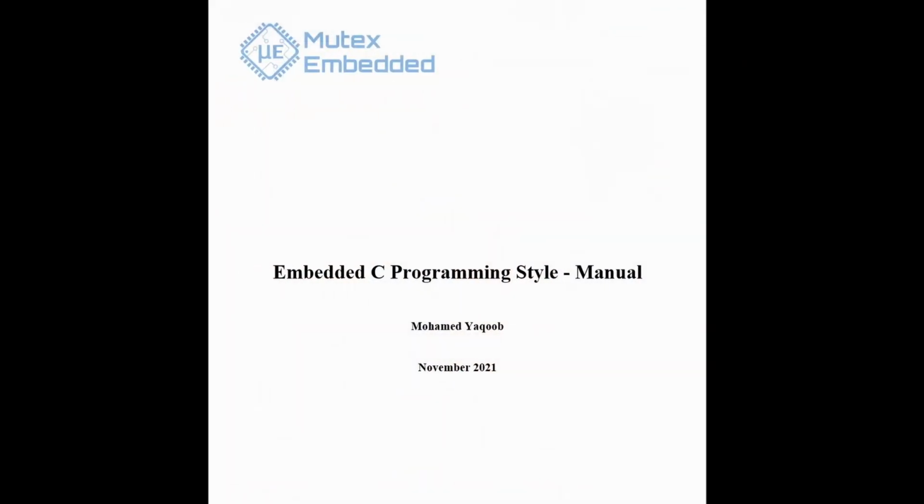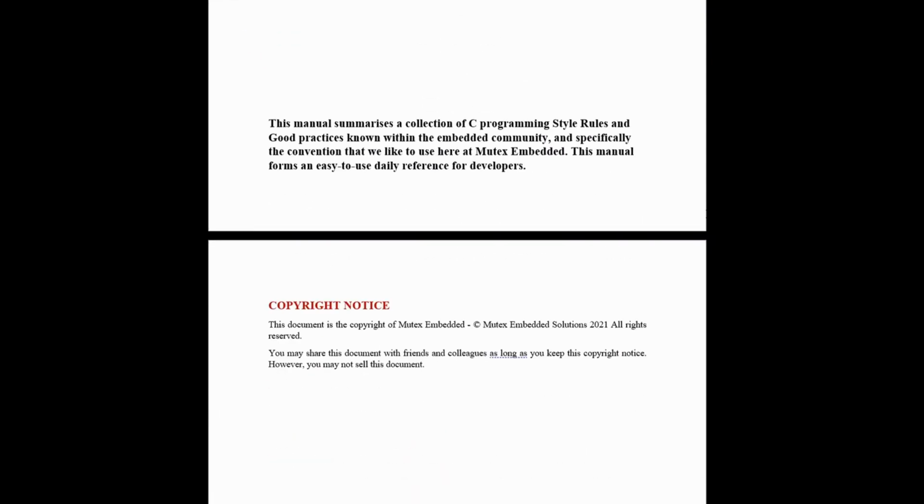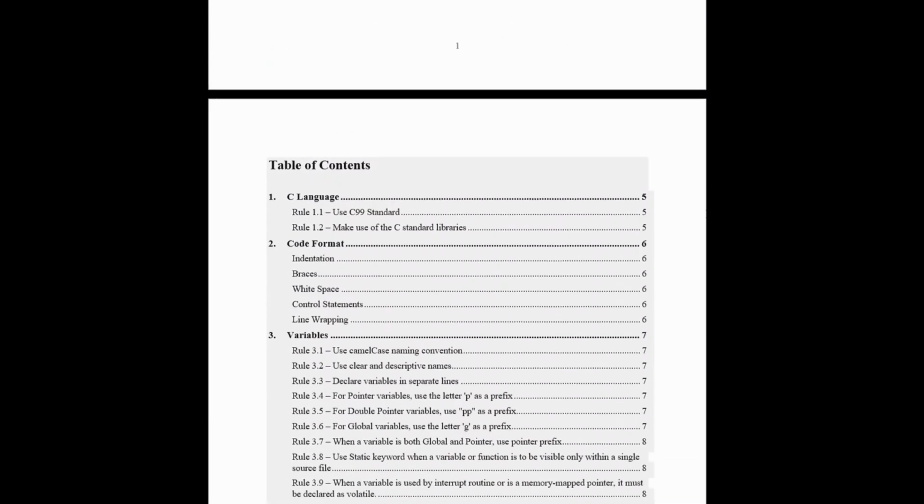Now, I'd like to go through the manual together, and for that, let's head to the PC side. This is the style manual. I named it the Embedded C Programming Style Manual. This summarizes the style rules from my YouTube series in a very easy way to help people refer to the rules more conveniently. Let's begin by looking at the table of contents.